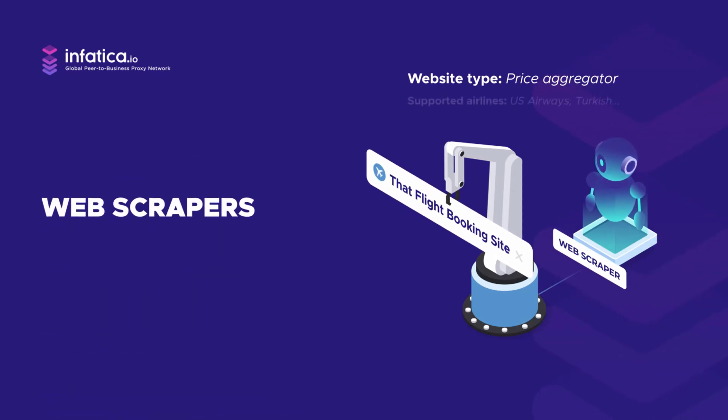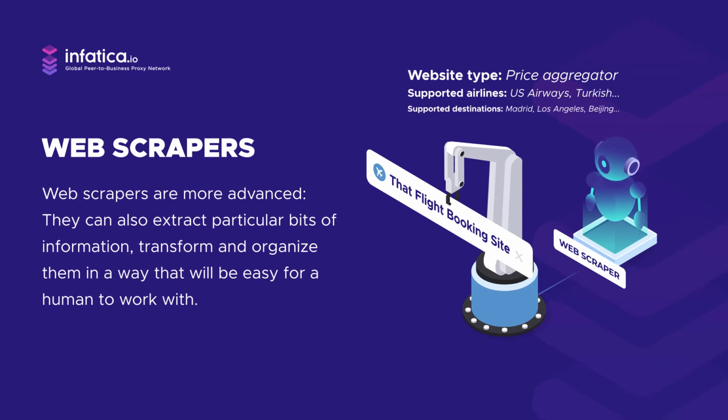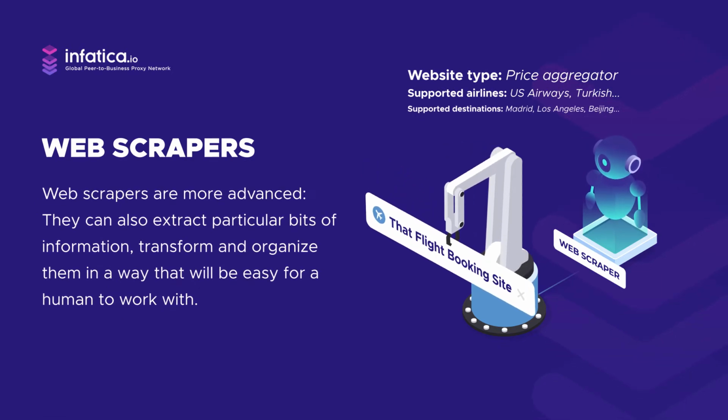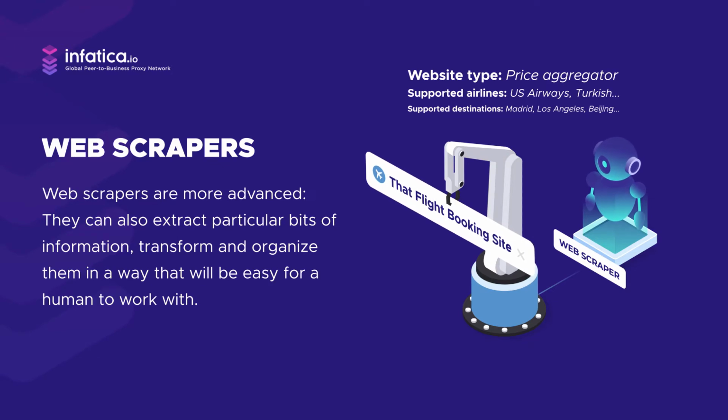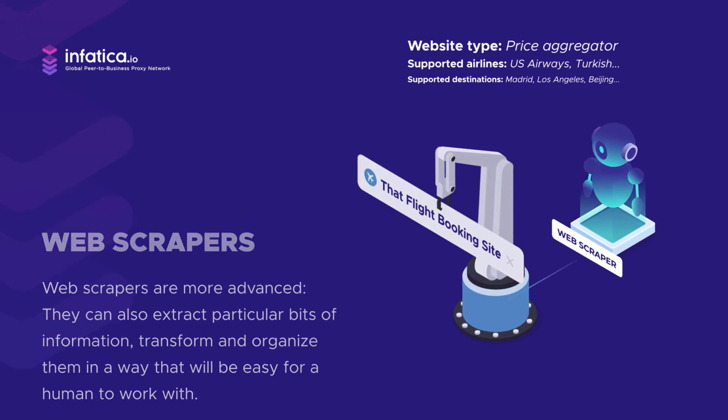Scraper bots are more advanced crawlers. In addition to gathering and processing data, they can also extract particular bits of information, transform and organize them in a way that will be easy for a human to work with. Web scrapers are used for gaining business intelligence, marketing, research purposes, and other needs.